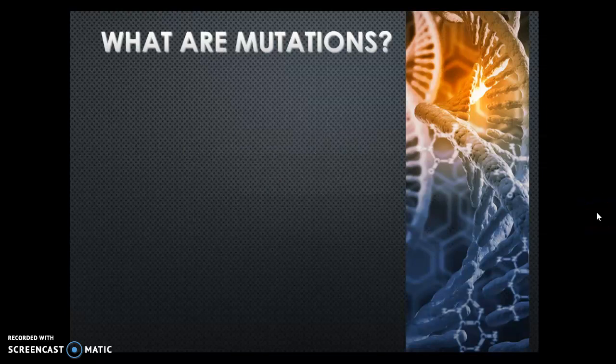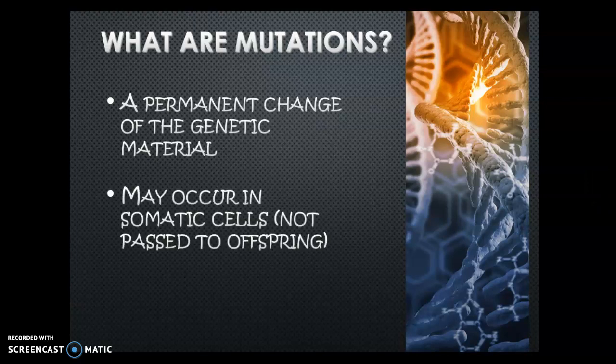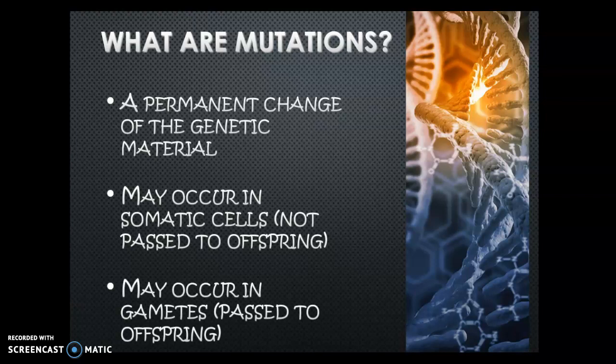So a mutation, let's start with just what is a mutation. A mutation is any sort of permanent change in our genetic material. There's multiple things that might cause a mutation, but it's a change that is not reversible. Our cells do a pretty good job of checking and fixing mistakes, but this is a change that is not fixed. So this could occur in somatic cells. These are our body cells and therefore not passed to your offspring, so maybe in your skin or an organ.